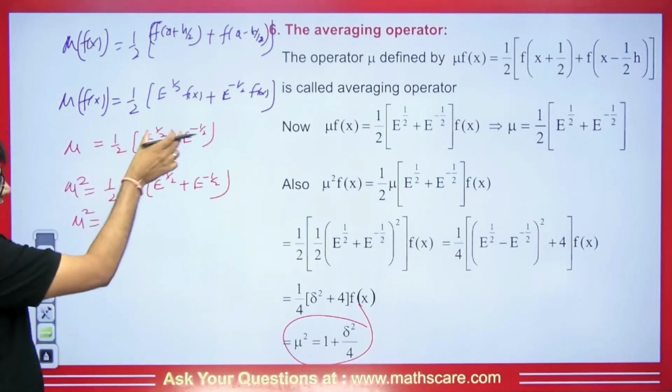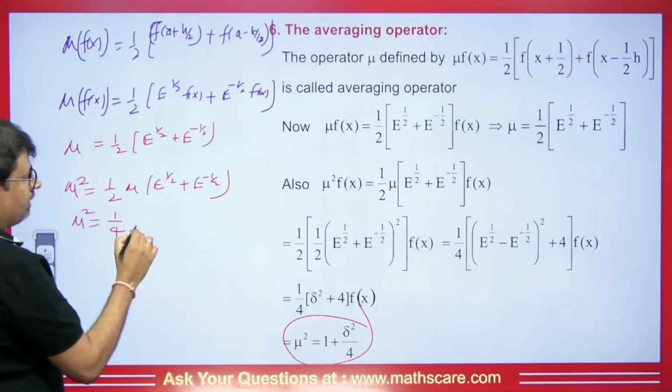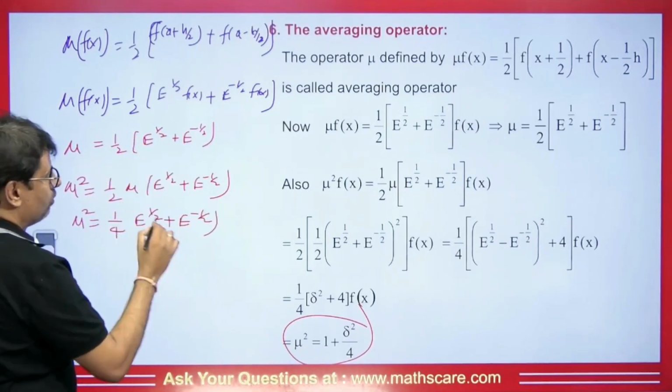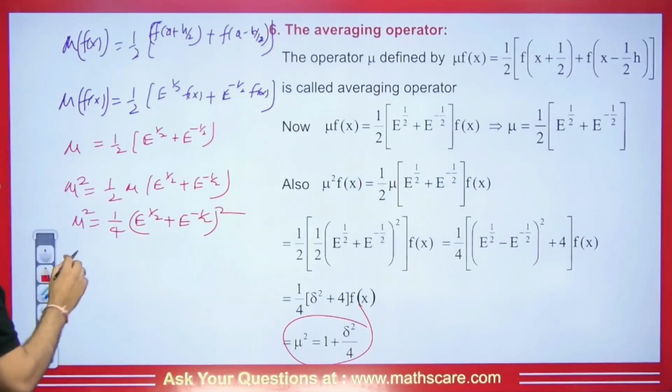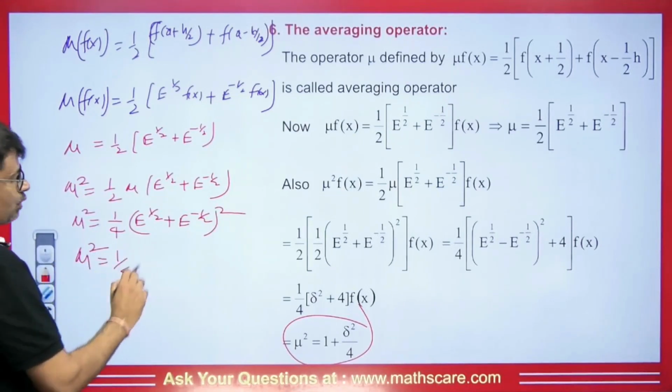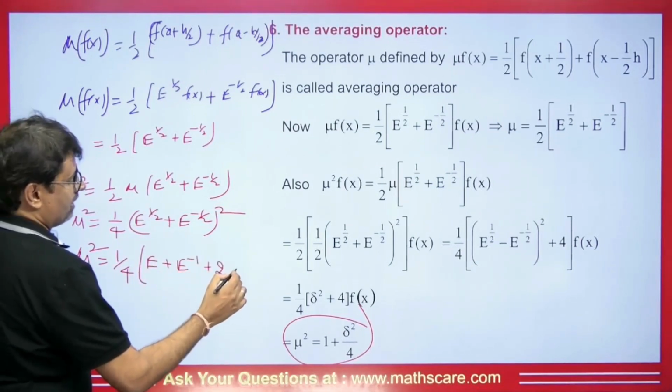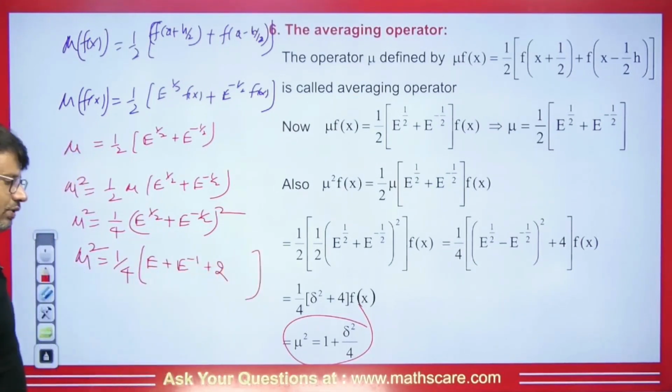So this will be mu square is equal to, again by taking this value, 1 by 4. This will be (e power 1 by 2 plus e power minus 1 by 2) whole square, right? Now what we do is, mu square is equal to 1 by 4. If we square this, we get this square plus this will be e power minus 1 plus 2. So we will get the value here, clear.